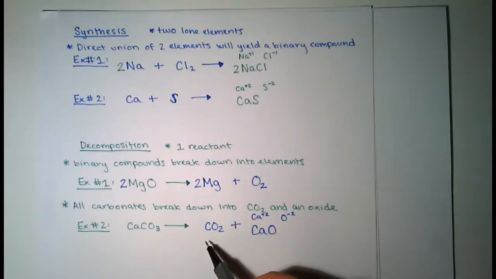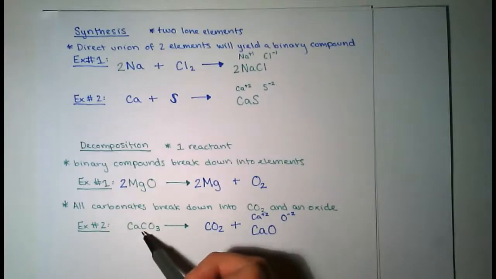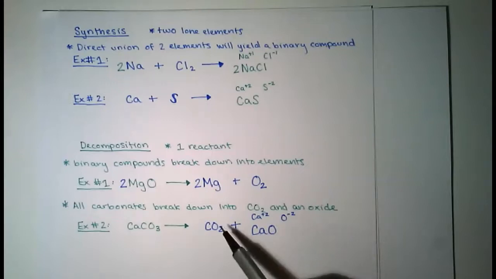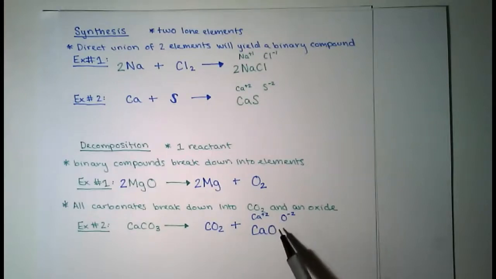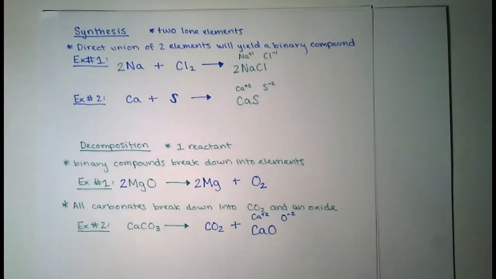And this equation is actually already balanced. We have 1 carbon on each side, we have 1 calcium on each side, and we have 2 oxygens here and 1 oxygen there, for a total of 3 oxygens.